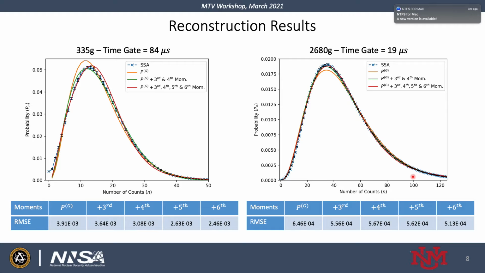As far as computation time goes, this is where we see big improvements. For the 335 case, SSA took about 149 seconds, so that's about 2.5 minutes. The Gamma-Laguerre expansion, including the time to compute the first 6 moments, took 0.02 seconds. That is less than 1% of the time it took for the SSA. For the 2680 gram case, SSA took 456 seconds and the reconstruction took only 0.002 seconds. So you can see how powerful these methods can be.